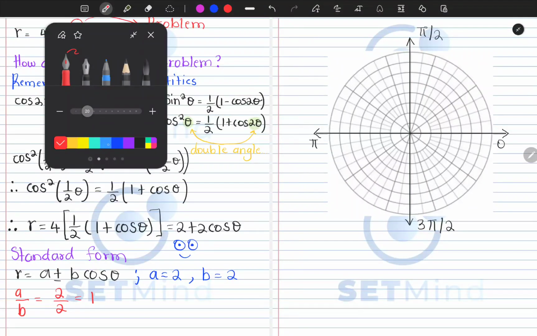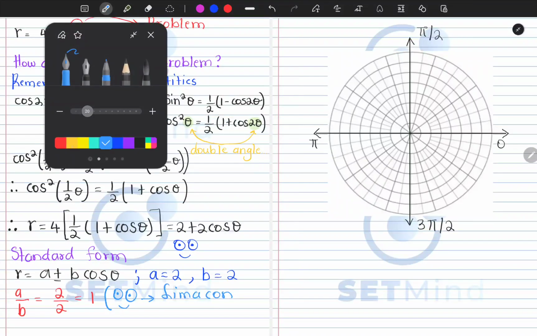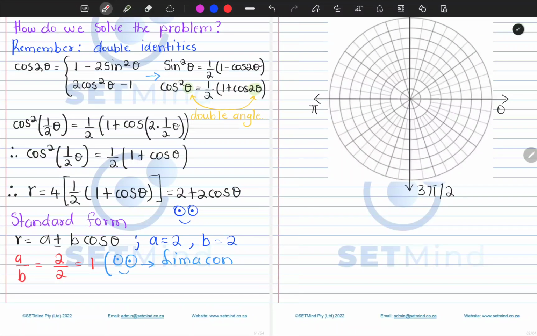Once we get A divided by B as equal to 1, we should remember something, which is that if A divided by B gives you 1, what you have is a Limason. But which Limason? Because there's many of them. The one which we find when we have A divided by B equaling 1 is the one which we call a cardioid. So essentially it is the one that looks like a heart.